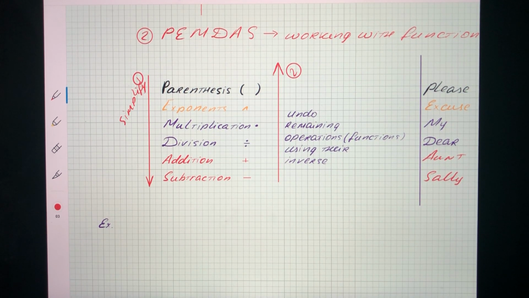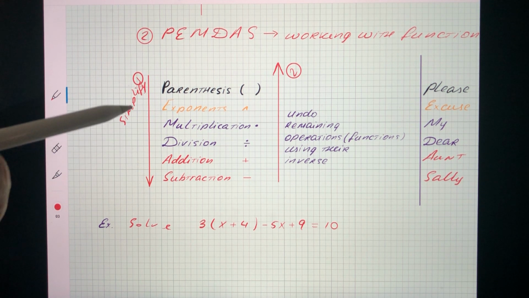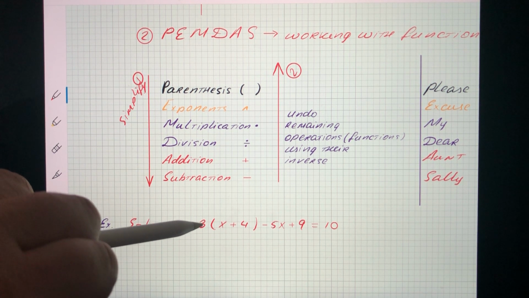So let's say we want to solve a question. Let's say it is 3 times (x plus 4) minus 5x plus 9 is equal to 10. Now I just made up this question, so the answer to it would be a surprise to me and you, and that's a good practice. So the first thing we will do is use PEMDAS to simplify this expression.